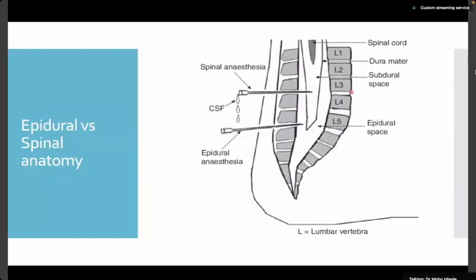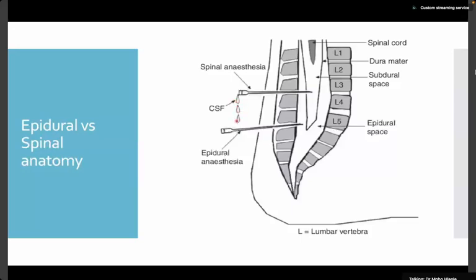Okay, so this is another slide, just to show you where the epidural space is and where the spinal space is, and what you're expecting to find when you've put the needle in the epidural space. Your epidural space is the one that comes after your ligamentum flavum, and it's a potential space, so it doesn't have any fluid that you're going to have a backflow of. But with your spinal anesthesia, you do get a backflow of CSF.